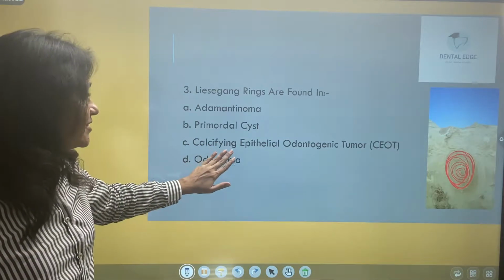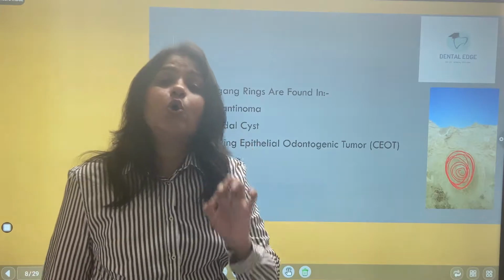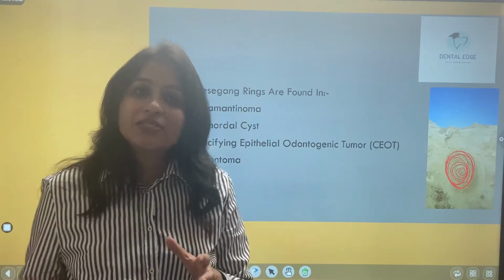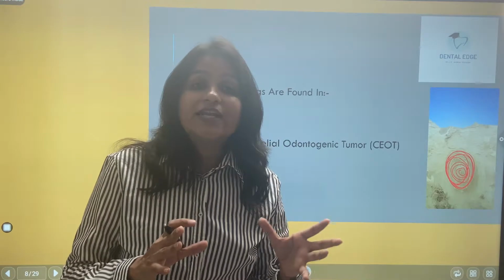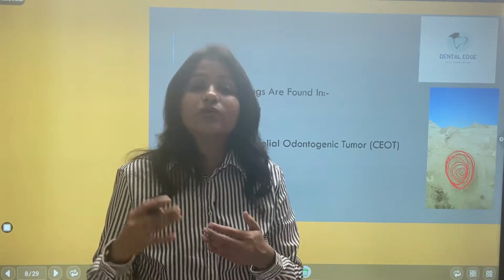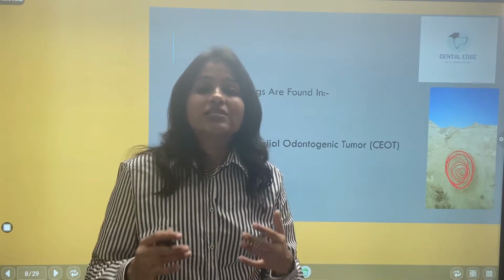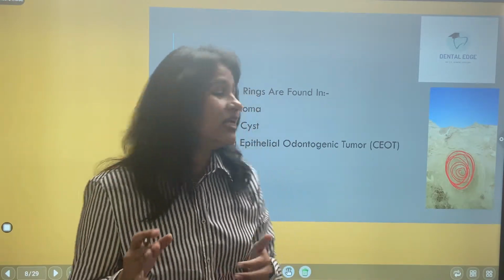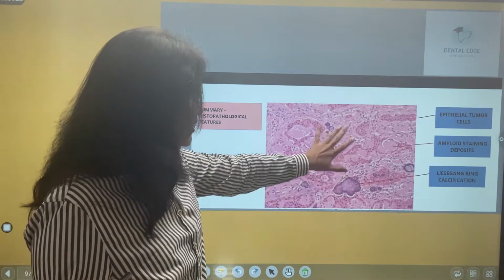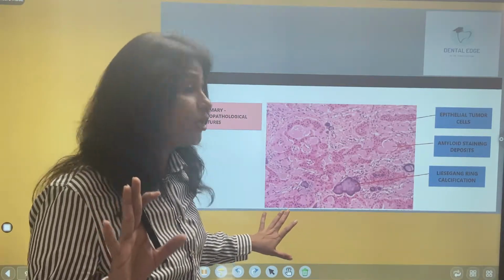So, in calcifying epithelial odontogenic tumor, that is CEOT, or other name is Pindborg tumor, there is presence of an eosinophilic material which resembles amyloid. This amyloid has a tendency to calcify in the form of concentric rings. Therefore, we can say that Lees-Gang rings are seen in CEOT. Now, if I show you histopathologic image, this is the histopathologic image of a CEOT, calcifying epithelial odontogenic tumor.